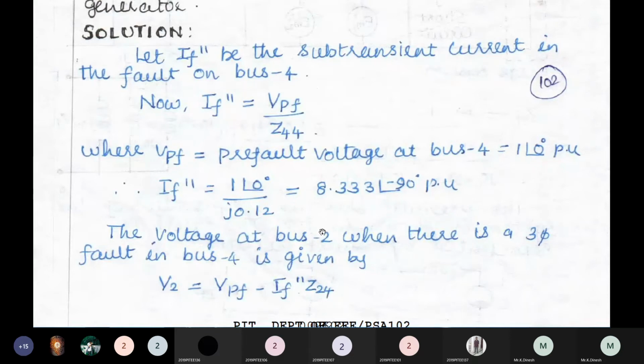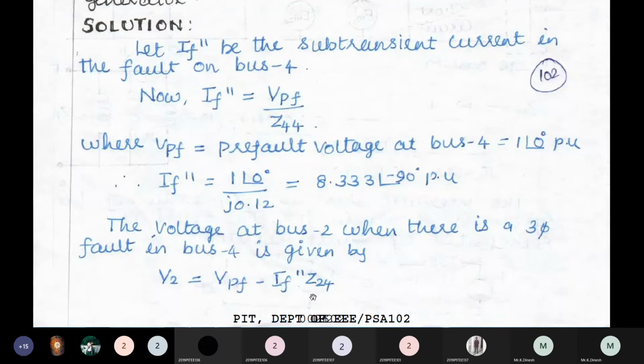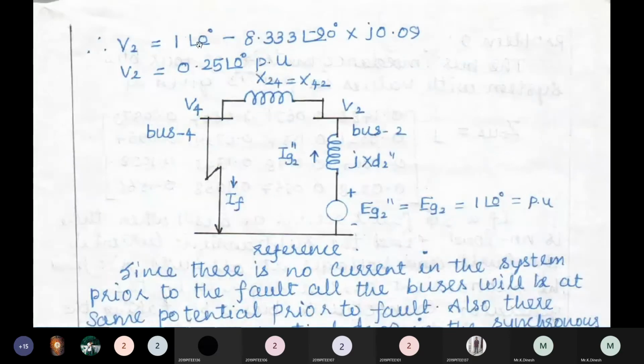In the problem they clearly mentioned that bus 2 is connected with the generator. We need to find the voltage at bus number 2. V2 equals VPF minus IF double dash times Z24, since the impedance between bus 2 and bus 4 across the generator bus connection is Z24. I have all the values: pre-fault voltage is 1, IF double dash is 8.333 at minus 90, and Z24 is J0.09. So V2 should be 0.25 at an angle of 0.